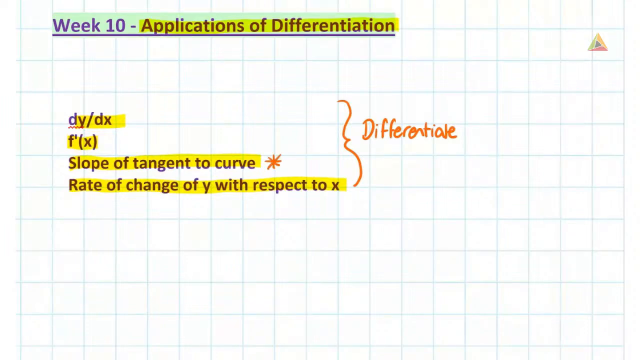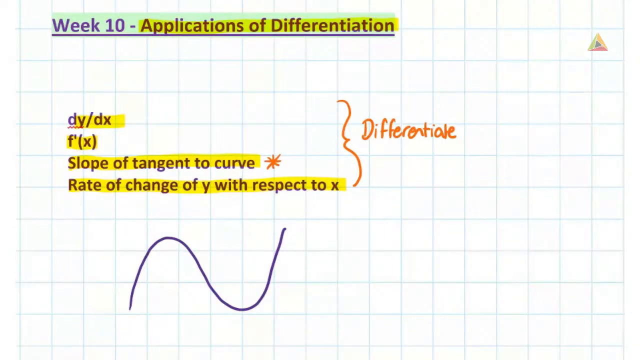So just to start us off, I'm going to just draw a rough sketch of a cubic function here. And as we said last week, if you pick different points on that curve, so for example, a point there, the slope of that tangent would be positive. And if you picked a point over here, the slope of the tangent at that point would be negative.